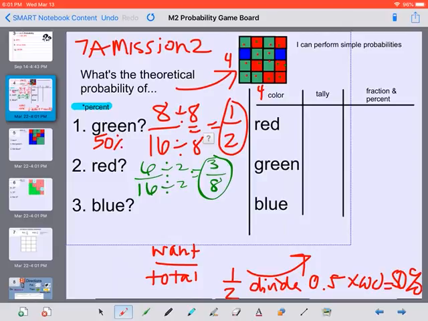Red, we have 3/8. We're going to do 3 divided by 8, and then times 100. We get 37.5%. So 37.5% of the time we should land on red.